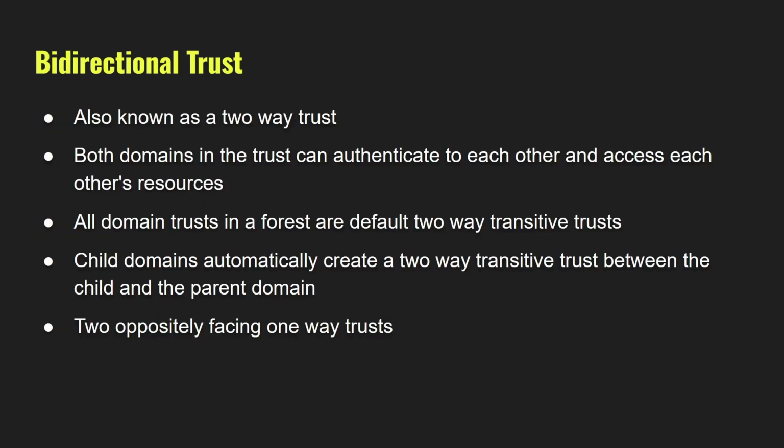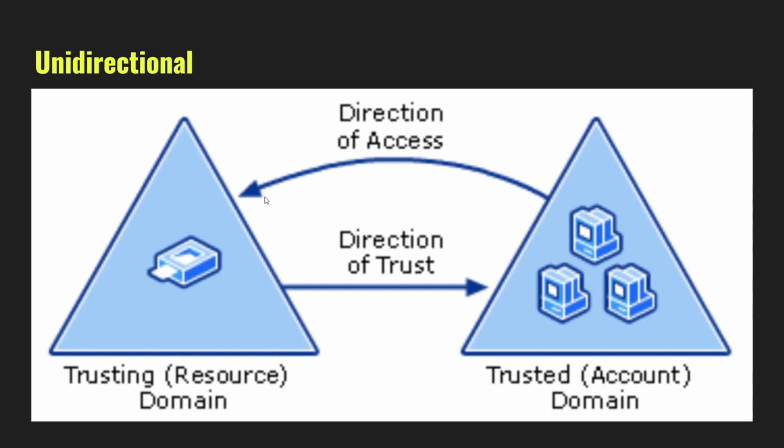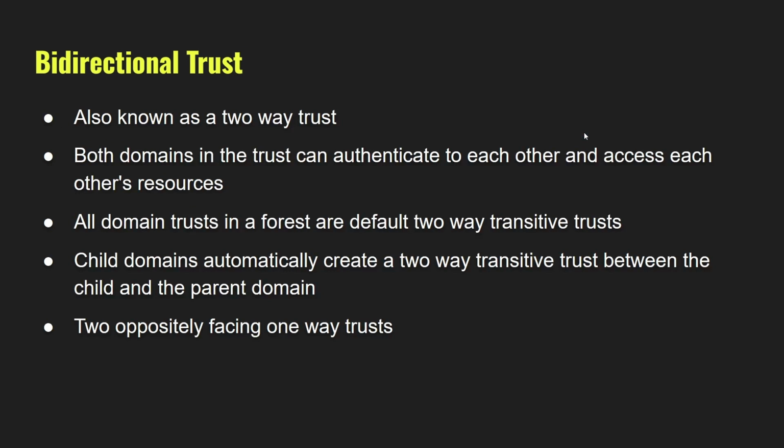Then we have a bidirectional trust, also known as a two-way trust. So both domains in the trust can authenticate to each other and access each other's resources. So now this would be basically two one-way trusts. Instead of having just one of these, we'd have another one, but in the split direction. This time the trusted domain becomes the trusting domain. So both domains in the trust can authenticate to each other and access each other's resources.